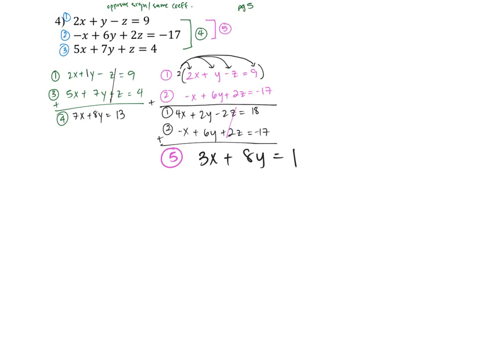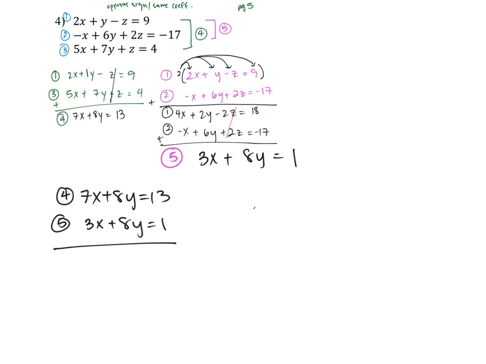Okay, back to this. So I'm taking equation 4, which is 7x plus 8y equals 13, and I'm taking equation 5, which is 3x plus 8y equals 1. I'm going to stack them like this so that I can try to eliminate a variable.